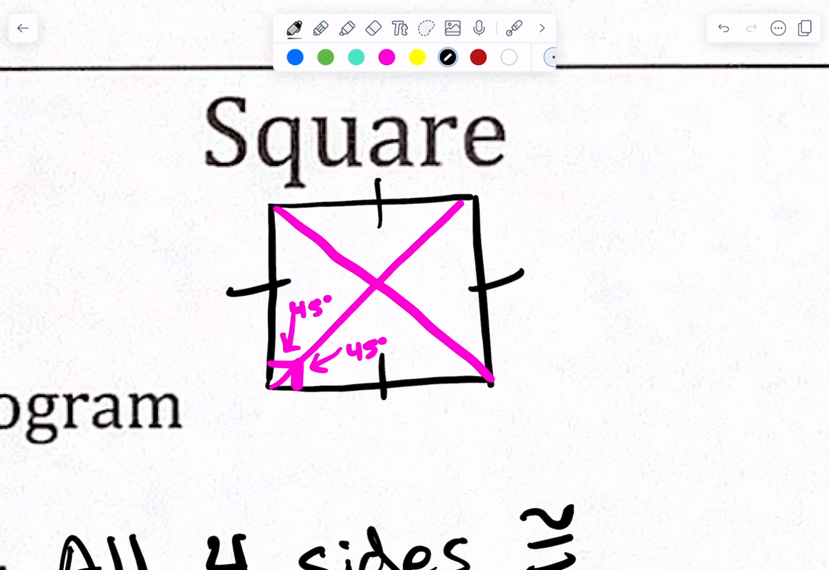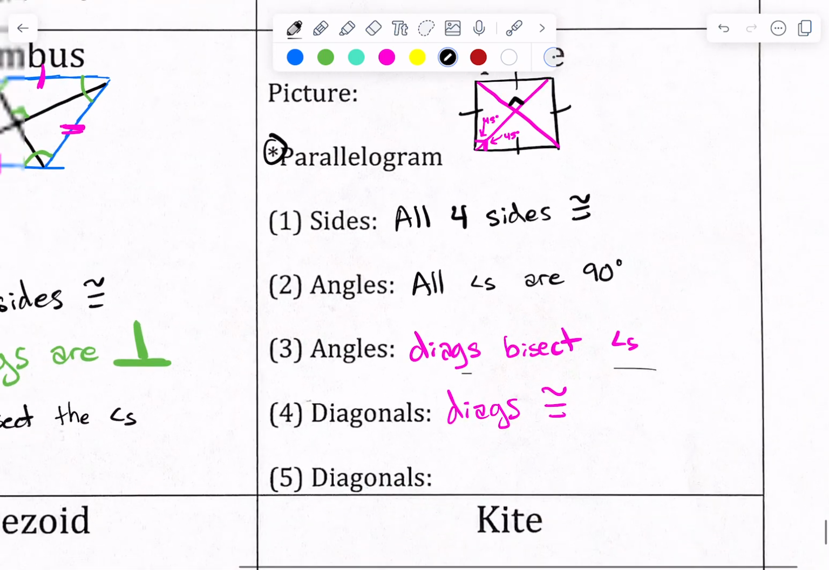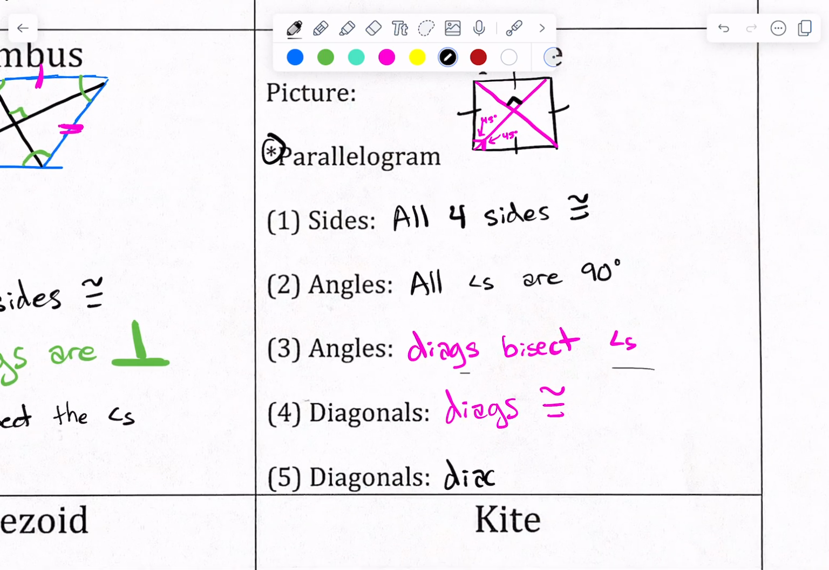No. They are what? That's not what we're talking about. What's true about where the diagonals come together? It's the exact center. It is. You're right. 90 degrees. That's what I want. The diagonals are perpendicular. And I draw an upside down T for perpendicular.